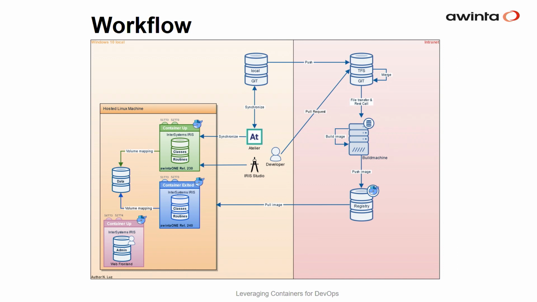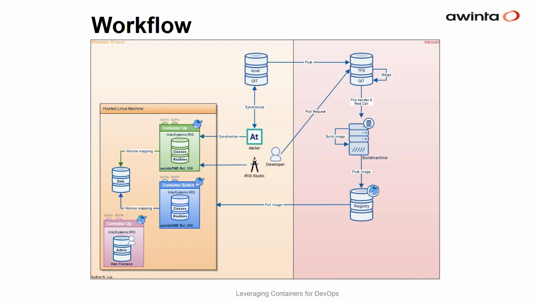Now, in this picture we are talking of an object script developer, and this object script developer would connect with either Atelier or Iris Studio to his running awinta 1 release container and write his object script code. Then a process starts in which he pushes his code to Git, in which we build an image that contains the new code and push this image to the registry where it can be pulled by any developer. But let's have a closer look at this.